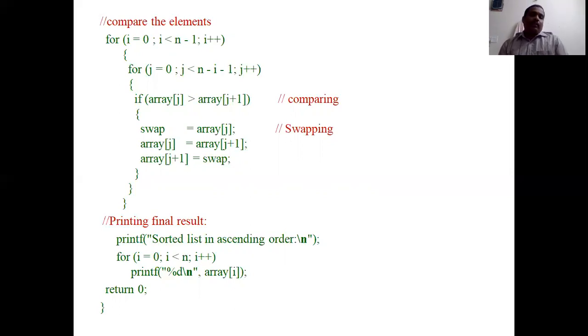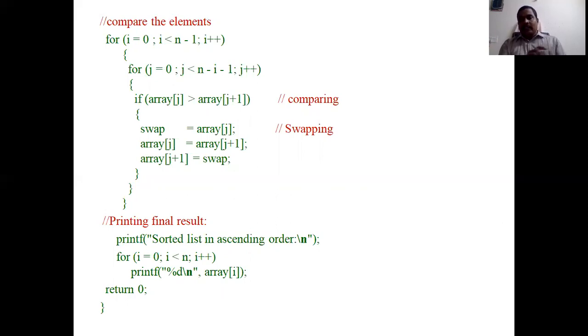So with the temporary variable, we know how the first value is stored in the temporary variable. The second variable value is assigned to the first. Then the first variable value is assigned to the second variable. So automatically the values are swapped. It will do this how many times? Till n minus I minus 1. So till the last element. The first round is over, then the I value is incremented.